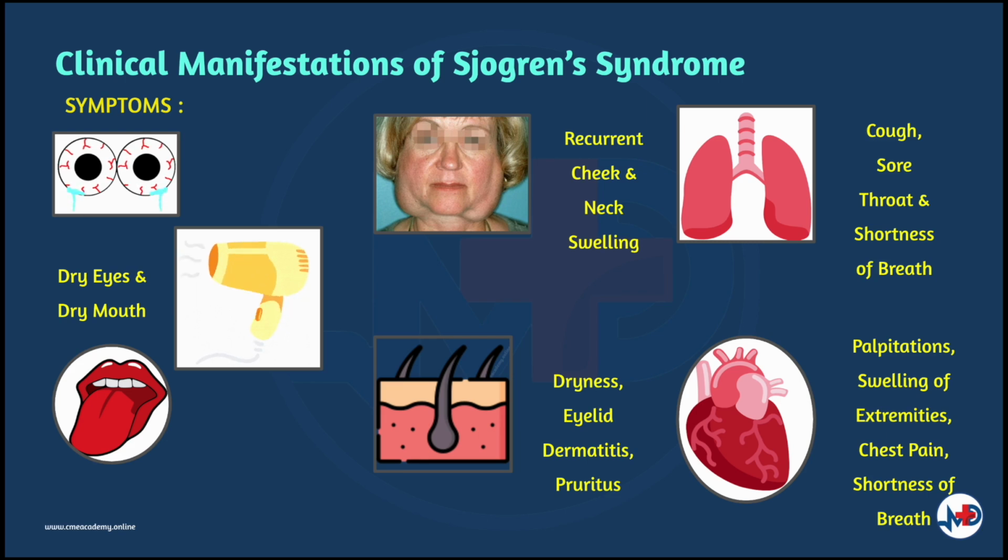Recurrent cheek or neck swelling may be attributed to salivary gland swelling. Non-vasculitic cutaneous symptoms include dryness, eyelid dermatitis, and pruritus. Pulmonary symptoms are cough, sore throat, and shortness of breath. Cardiac symptoms include palpitations, swelling of the extremities, chest pain, and shortness of breath.